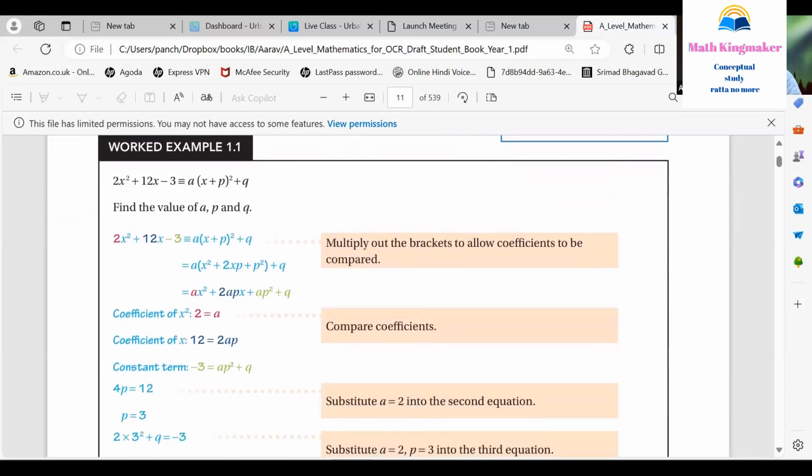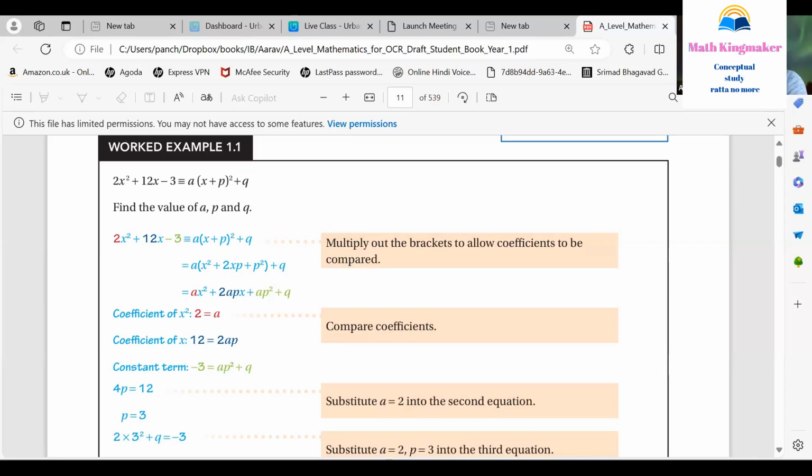Now we'll see example 1.1. 2x square plus 12x minus 3 is identical to a(x plus p) whole square plus q. What do you mean here? You just expand this right hand side, and you have to compare the coefficient of x square, coefficient of x, and the constant term. Then you have to equate them.